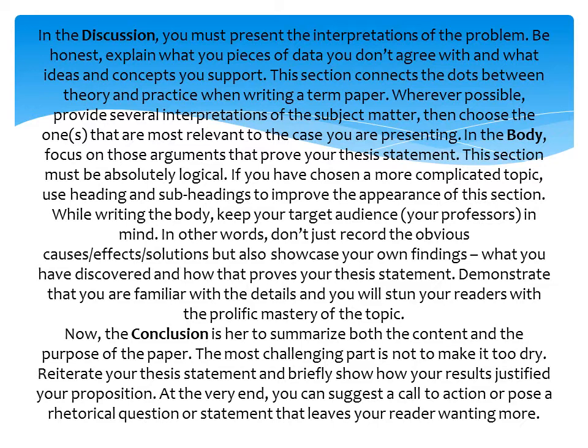And in the body, focus on those arguments that prove your thesis statement. In conclusion, summarize both the content and purpose of the paper. The most challenging part is not to make it too dry. Reiterate your thesis statement and briefly show how your results justified your proposition. At the end, you can suggest a call to action or pose a rhetorical question or statement that leaves your reader wondering.